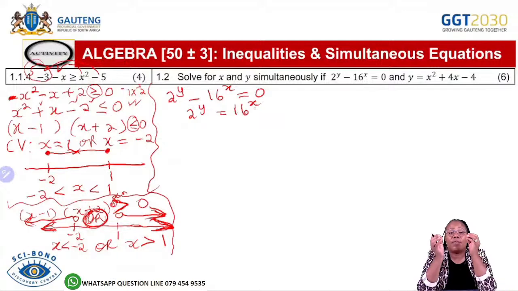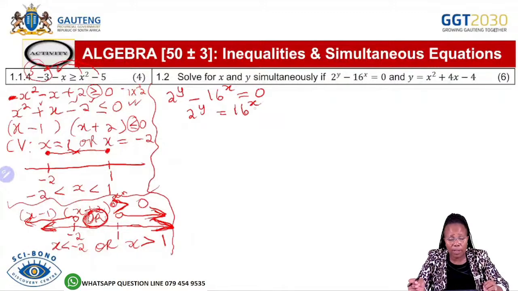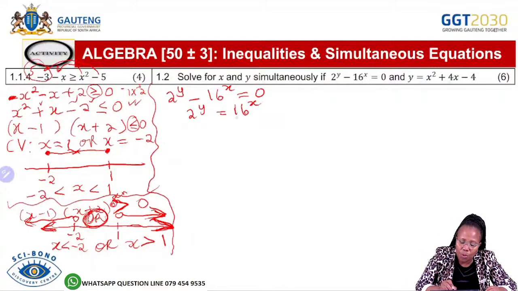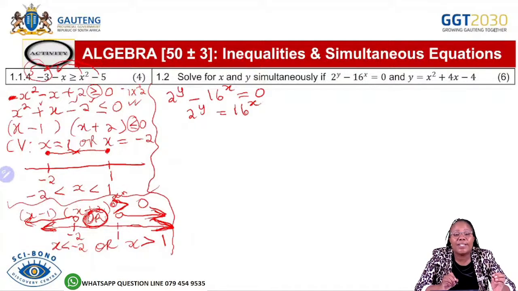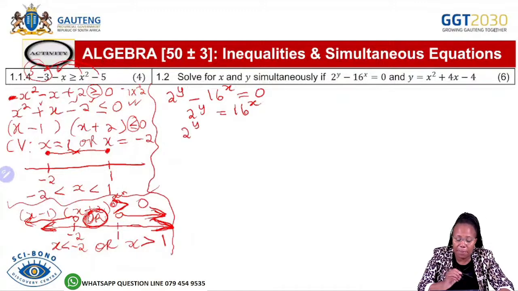Remember the rules of exponents. When you are dealing with an equation, you must have the same base: one term on the left, one on the right, with the same base so that you can equalize the exponents. So now we ensure that this 16 is written in its lowest base. Remember, we use prime bases when we are working with exponents, grade 12. Now 2 is already a prime base.